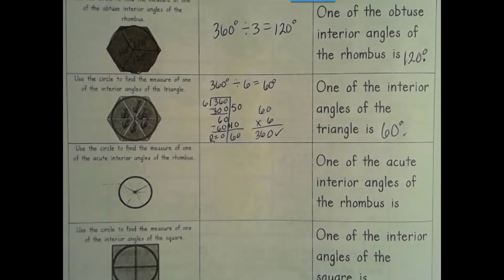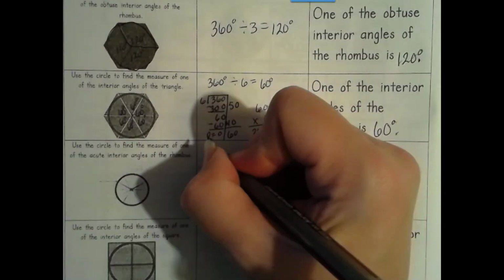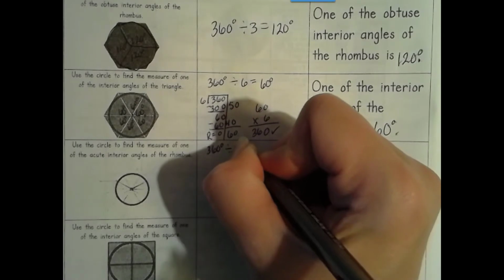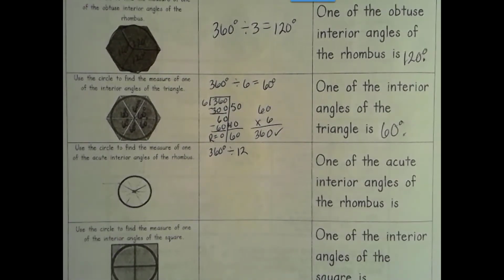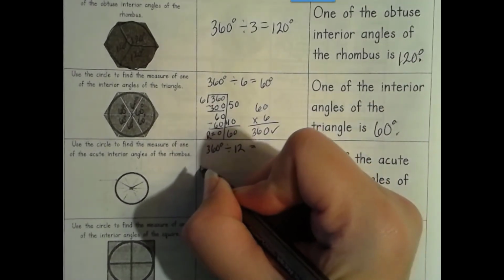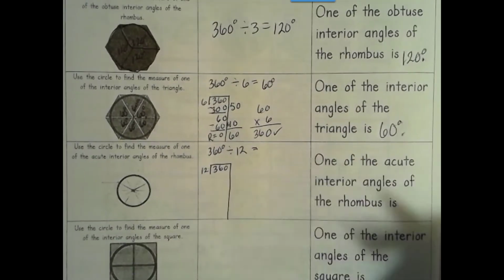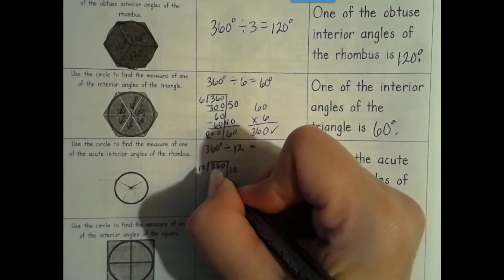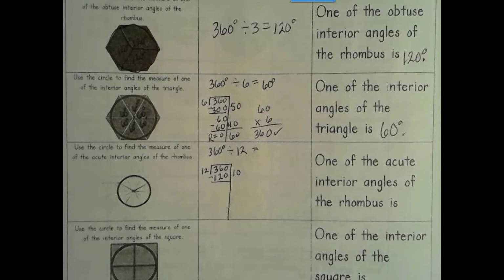So we're going to divide it into 12 equal groups. We're not going to worry about drawing it. So 360 degrees divided into 12 equal groups. Those are the acute ones of these 12 rhombi. Let's see. 360 divided into groups of 12, and multiply by 10. Everything moves over a place, so I get 120.